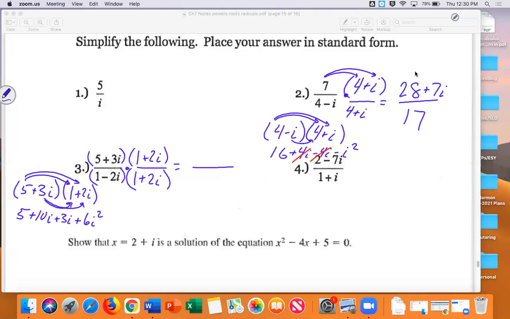So 10i and 3i is 13i. And then we have 5 plus 13i, and then Jay told me i squared is -1, so 6 times -1 is -6. So this will be 5 minus 6, that's -1.